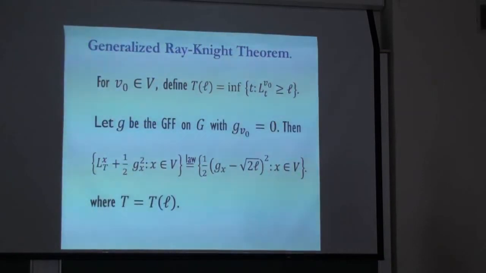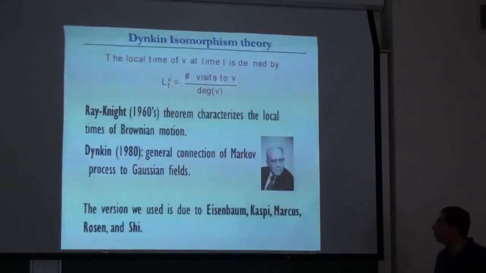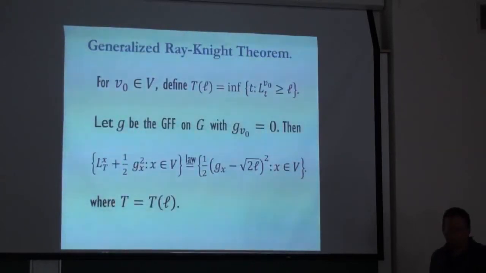This can be viewed as a generalization of the classical Ray-Knight theorem for Brownian motion. But here is an identity in law due to, as I said, Eisenbaum, Kaspi, Marcus, Rosen, and Shi. There is a proof of this identity in law using Laplace transforms, but there's no real probabilistic understanding, although recent ideas of Lejeune suggest that we might soon have more probabilistic understanding of this. Okay. Anyway, what is the identity?